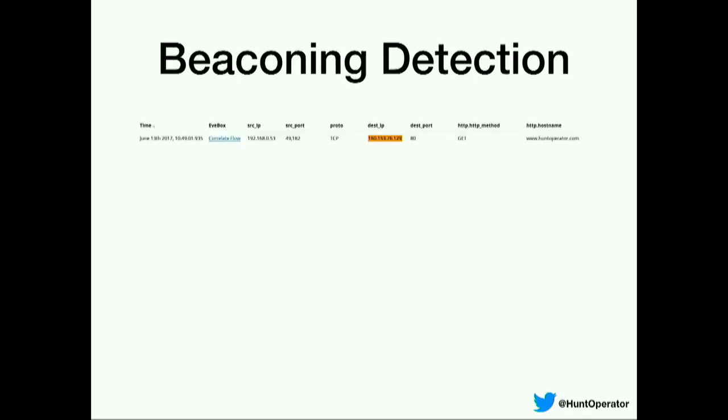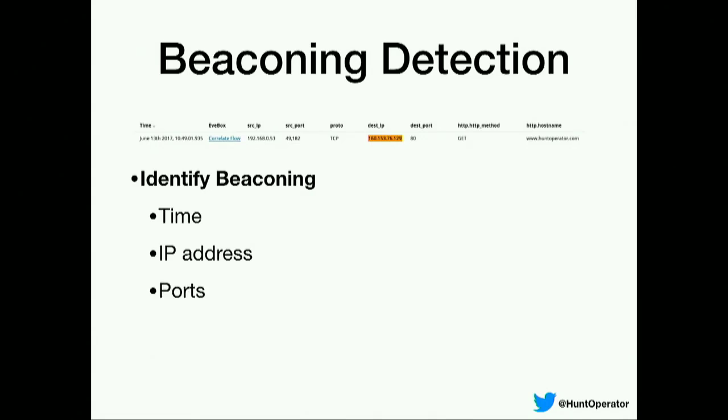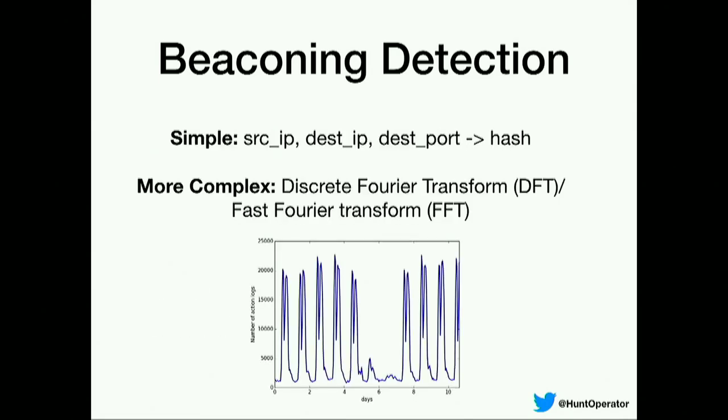Okay, so this is what the beaconing data looks like. We're trying to identify beaconing. Inside Kibana, you have a few fields to work with, like time, IP address, ports, and protocol. There's a simple way to detect beaconing that we're going to use, and then there's a more complex way. The complex way is to use discrete Fourier transform over fast Fourier transform, and then push that into a distributed clustering system like Spark, or some system that can do distributed computing.